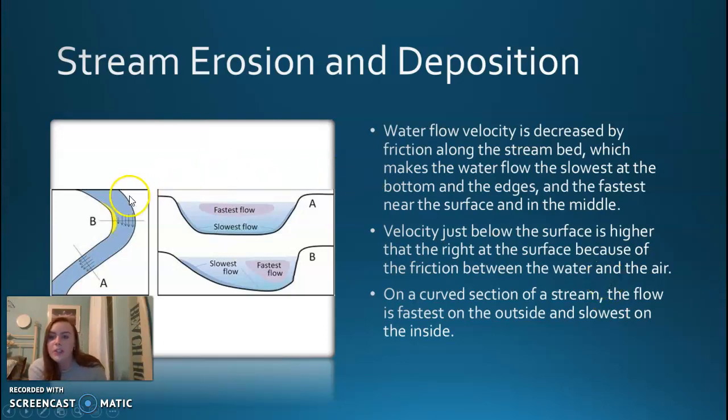And right here, we just have an example of this: the bend in the stream, where it is slowest on the inside and fastest on the outside. And here's just another example.